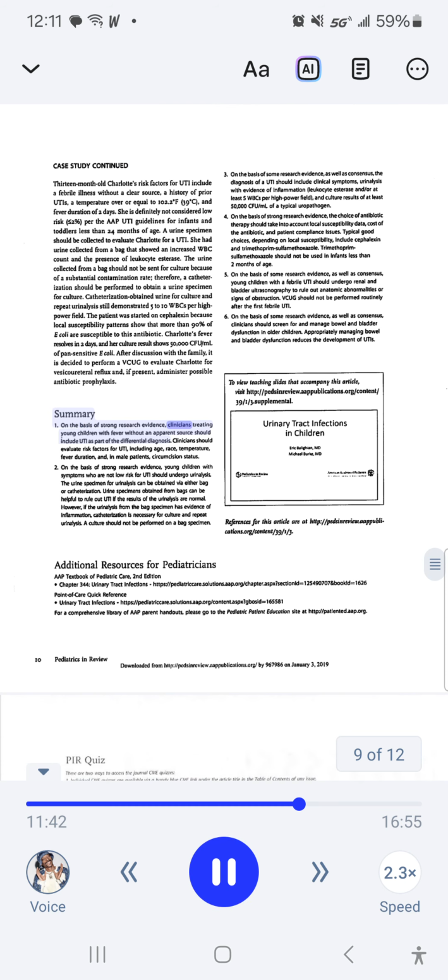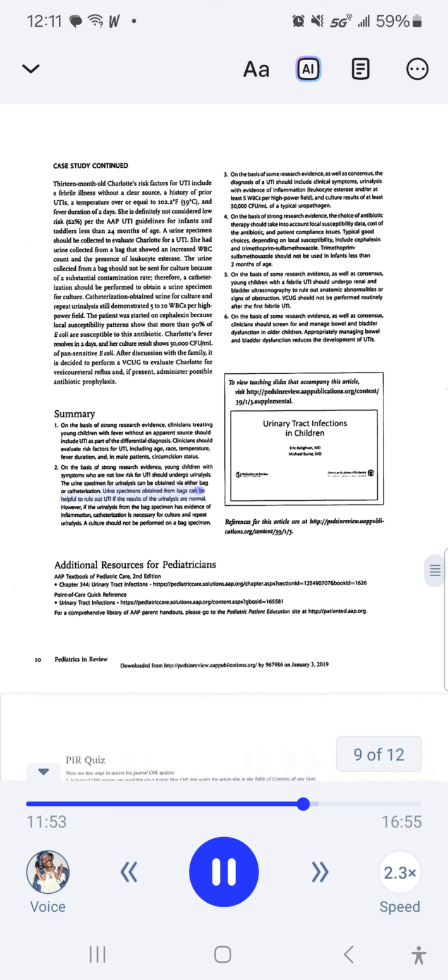On the basis of strong research evidence, clinicians treating young children with fever without an apparent source should include UTI as part of the differential diagnosis. Clinicians should evaluate risk factors for UTI, including age, race, temperature, fever duration, and, in male patients, circumcision status. 2. On the basis of strong research evidence, young children with symptoms who are not low risk for UTI should undergo urinalysis. The urine specimen for urinalysis can be obtained via either bag or catheterization.